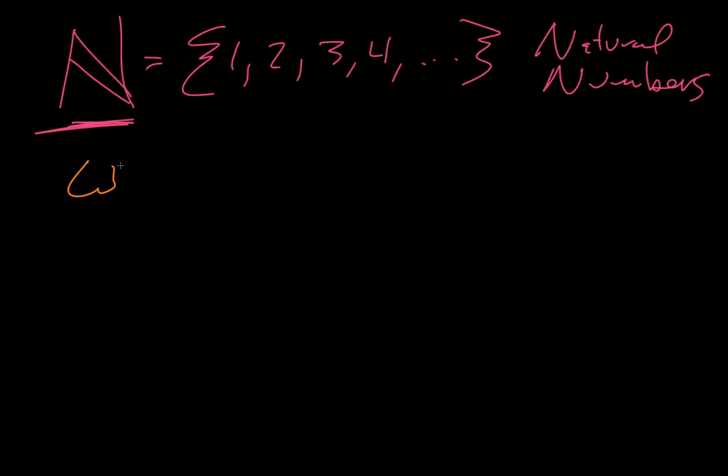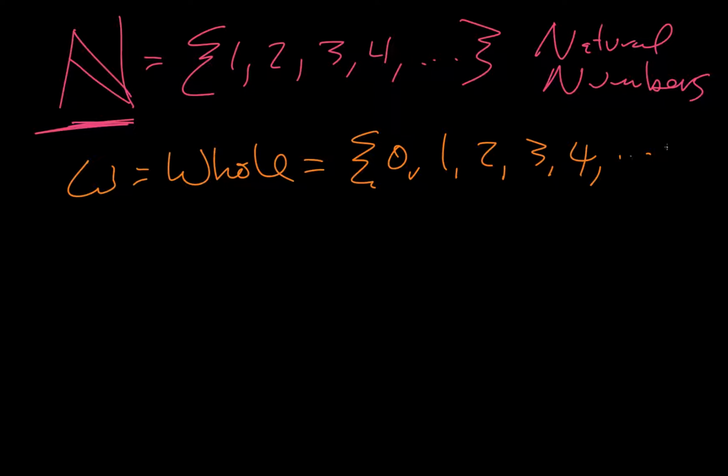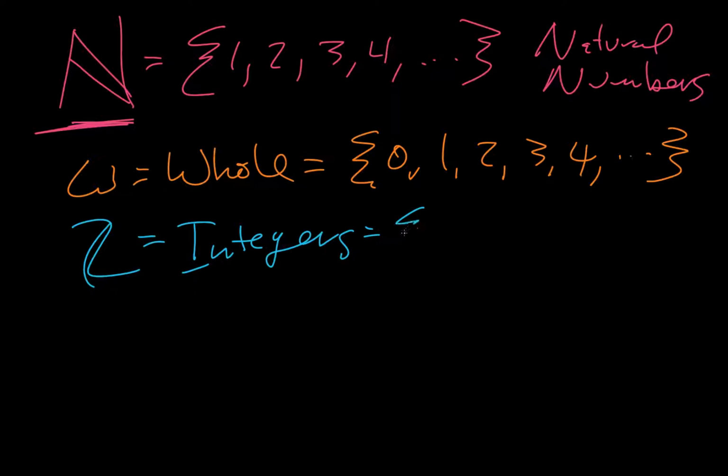Okay? Then we have the set of all whole numbers, and that just adds 0 into the mix. So it's just all the natural numbers, but we also have 0. And then from here, we get the integers. So that's a z, script z. Integers. That gives us all of the negative whole numbers, 0, and the positive whole numbers as well.